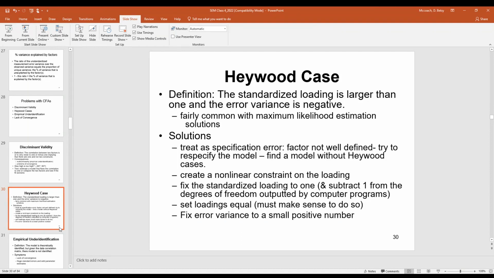That is not where I would go first. It's like, oh, I'll just fix the standardized loading to 1, or I'll fix the error variance to a small positive number. You definitely should try to get to the root of the problem and see what's going on. But occasionally that might make sense.